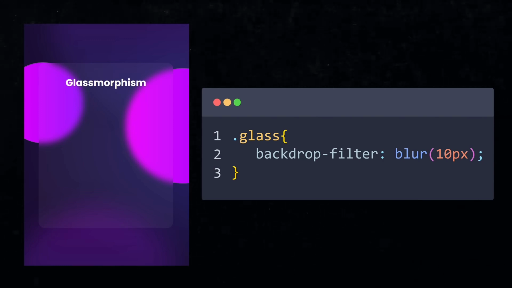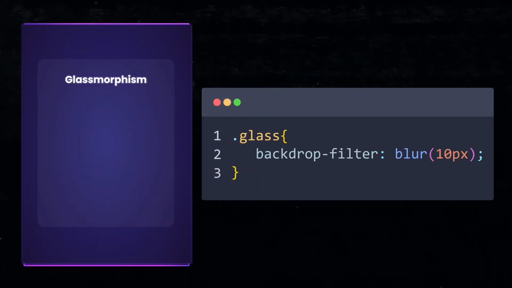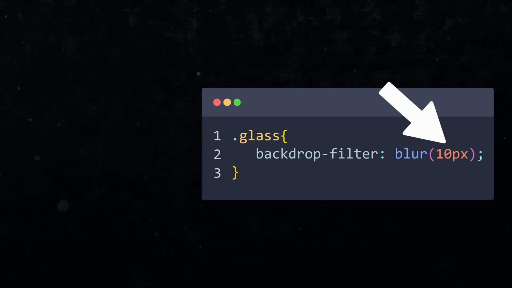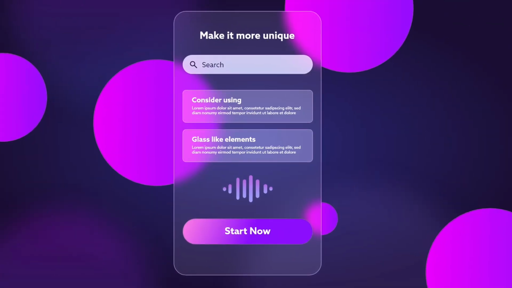Of course, this effect only works for elements that are in front of something else. If you don't have a background image or anything like that, then of course no one will see the effect. You can experiment with the blur amount to control the thickness of the glass, and try to use borders and shadows to make it look even more realistic.